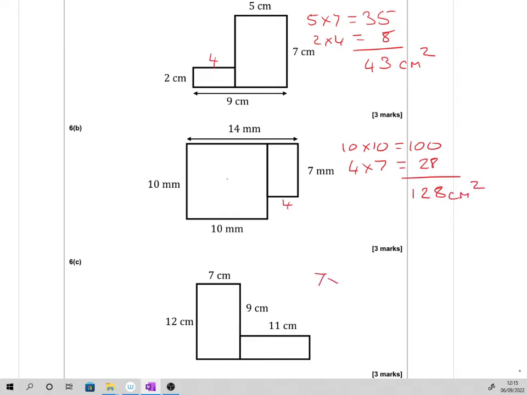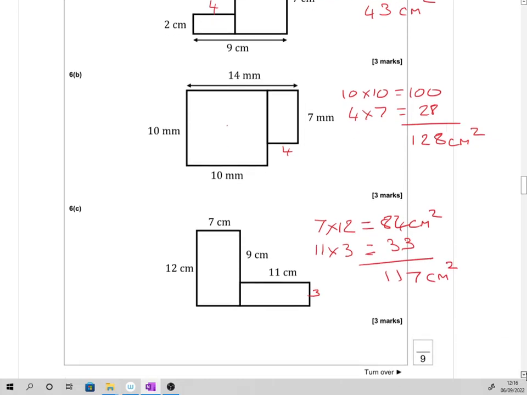This one, 7 times 12. 5, 12, 60, 70, 84 centimeters squared. And then we've got this one, which is 11 times, what's that bit? That's 12, that's 9. That must be the difference, which is 3. 11 times 3 is 33. Add together 84 and 33, 117 centimeters squared. Okay.